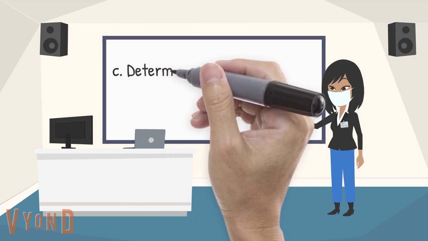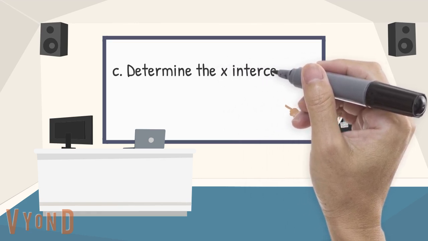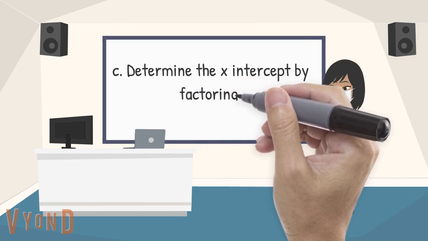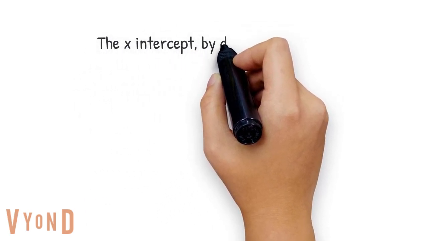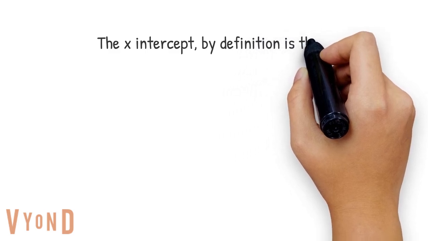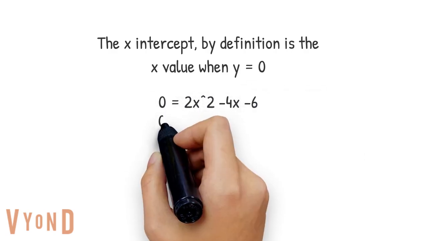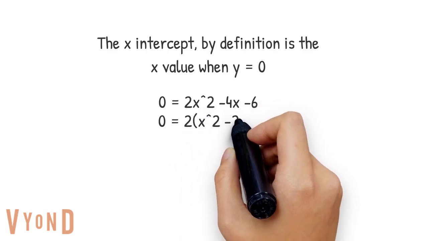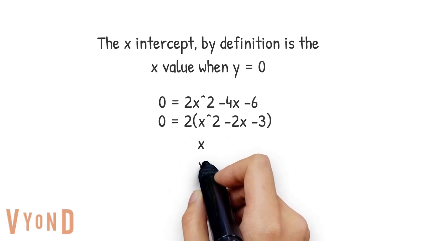Next, we're going to determine the x-intercepts, first by factoring. The x-intercepts, by definition, are the x values when y is equal to 0. So if you plug in 0 for y, you get this equation. The first step in factoring is to factor out a common factor, and as you can see, they have 2 in common, so you factor out the 2.